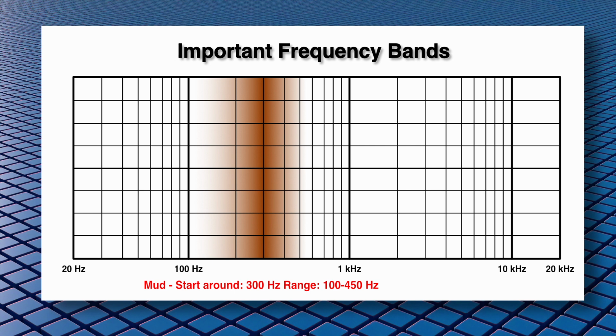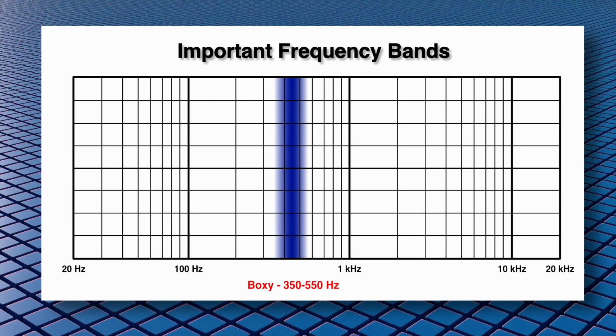This is also the same range as warmth, so don't take out too much or don't use too wide of a cut. Too little in this range and it can sound thin or hollow. Next up is the boxy range. Depending on the source, it can be from 350 to 550 Hertz. Start around 350 if you're dealing with a boxy vocal track.